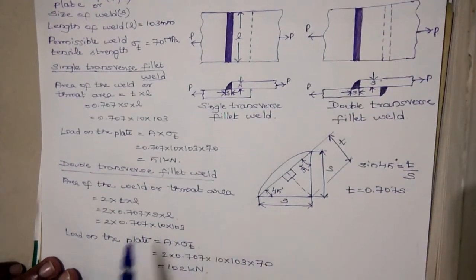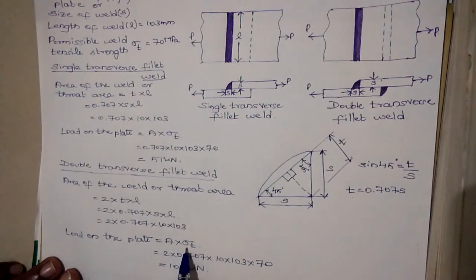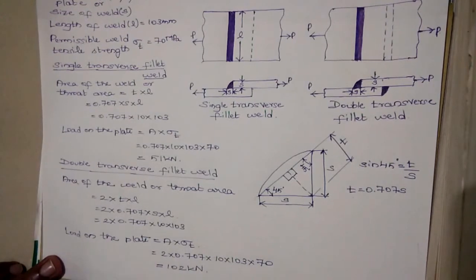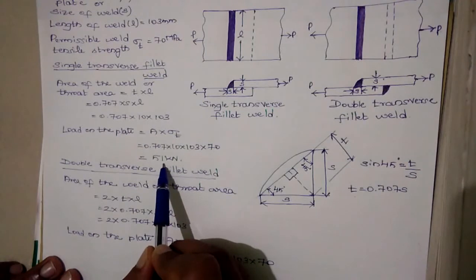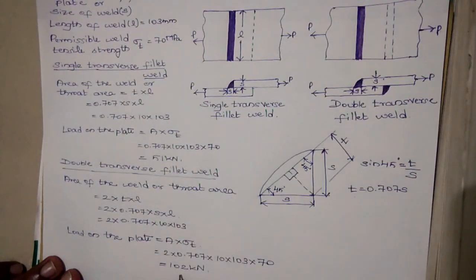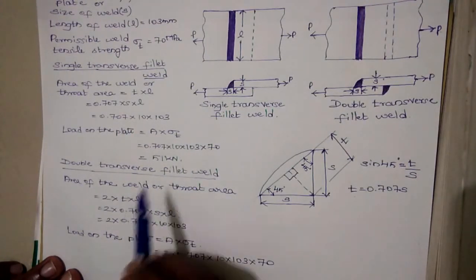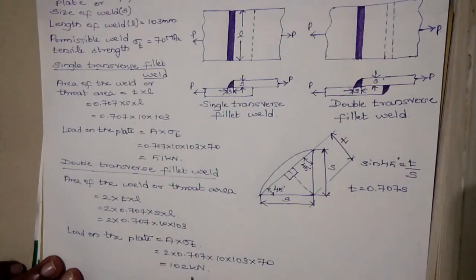The load on the plate is calculated by multiplying the area of the weld into the permissible tensile strength of the weld material. On solving, we will get the load bearing capacity of the weld as 102 kilonewton. Here, compared to single transverse fillet weld, the load increases by 2 times. It is visible. Here it is 51 kilonewton. Now it is 102 kilonewton.